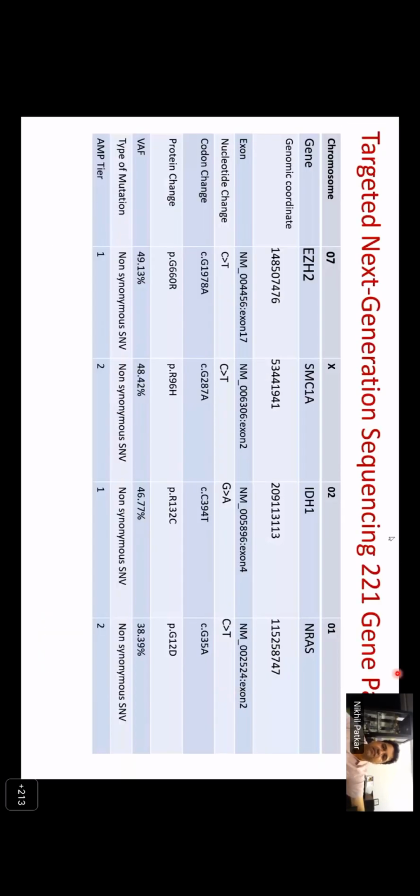So this is next generation sequencing. Would you like to speak about this? There is a fusion of rare genes EZH2 and SMC1A having variable allele frequency of 48-49%, along with IDH1 and NRAS mutation also present. So it is like a fusion protein translocation.